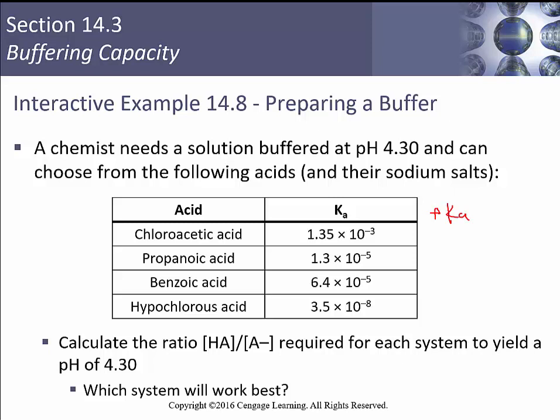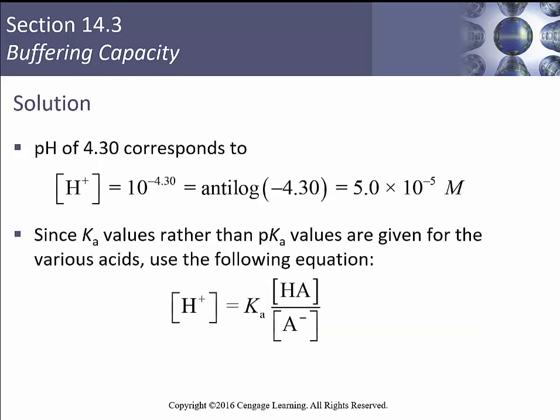If I need a solution that's going to be buffered at 4.3 and I can choose from these acids and their sodium salts, which ones do I want? Well, we're going to calculate the ratio of HA to A- required to yield a pH of 4.3. Which one is going to work best? Well, our pH of 4.3 is going to correspond to an H+ concentration of 10 to the minus 4.3, or 5 times 10 to the minus 5.